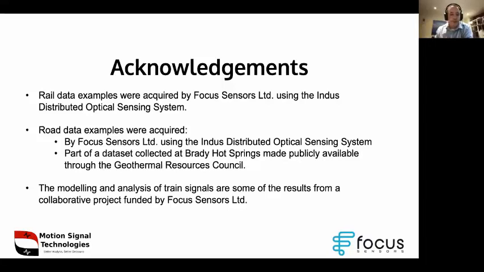So the way I've done this is that all the slides that have Focus Sensors material on them have the Focus Sensors logo down in the corner, just so you're oriented.